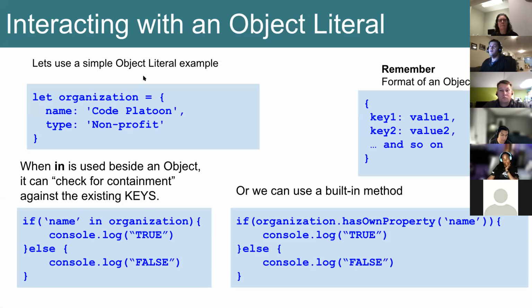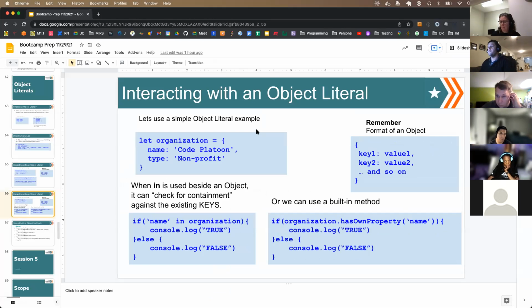Okay, and then interacting with an object. So again, same thing here. We can use control flow. When in is used besides an object, it can check for containment against the keys. So if name in organization console.log true, else console.log false, or we can use the built-in method hasOwnProperty. So let's go ahead and take a look at that real quick.